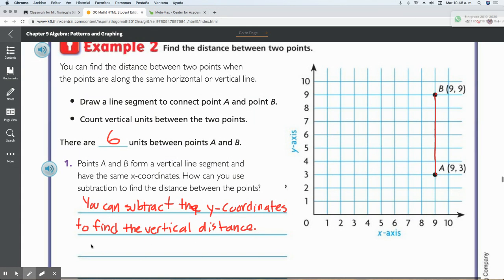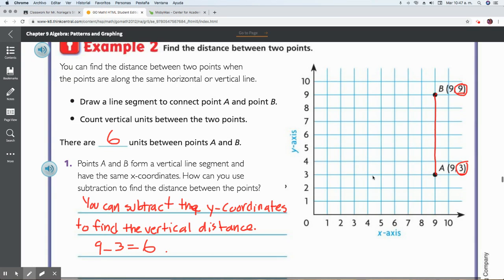So that means that if we look at the y-coordinate, which is the second number in our ordered pair, we can take 9 minus the y-coordinate for letter A, which is 3, and find the difference. What's 9 minus 3? It equals 6. So the distance would be 6 units, which is the number that we got by counting how many units are in between letter A and letter B. But another way is to take the y coordinates and find the difference.